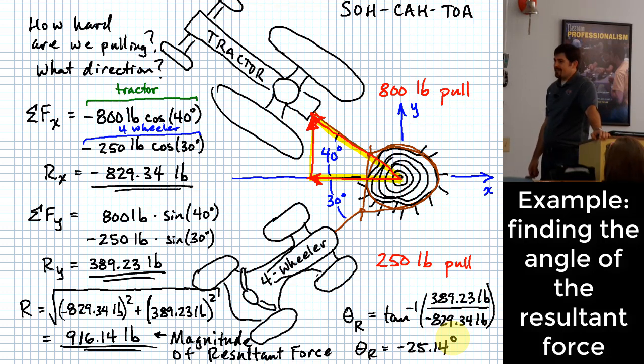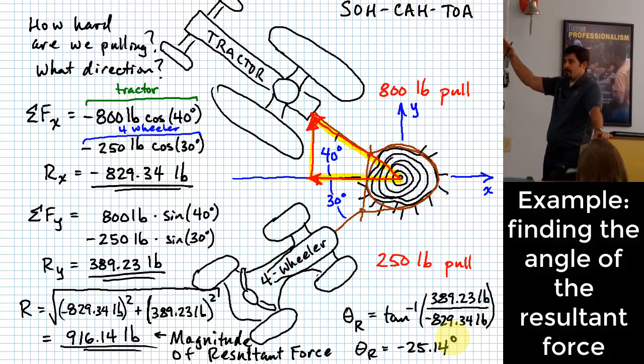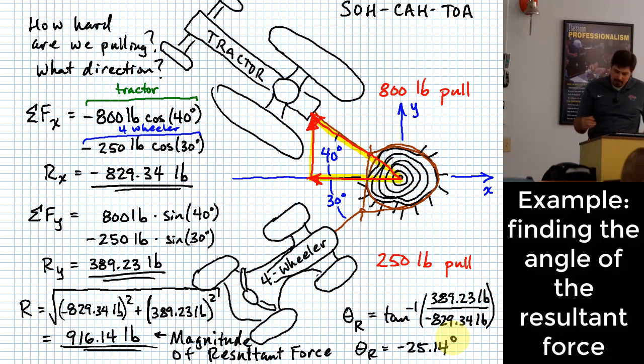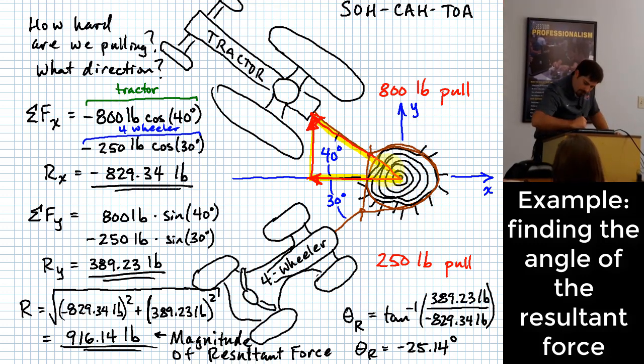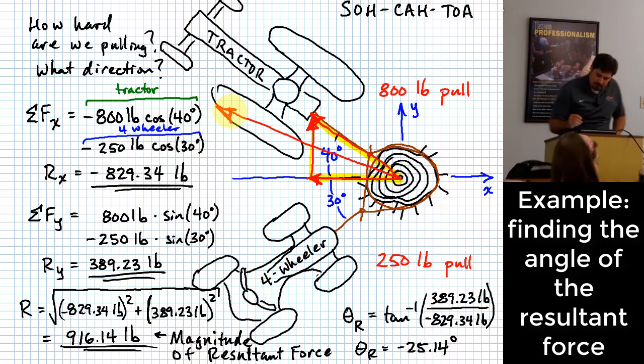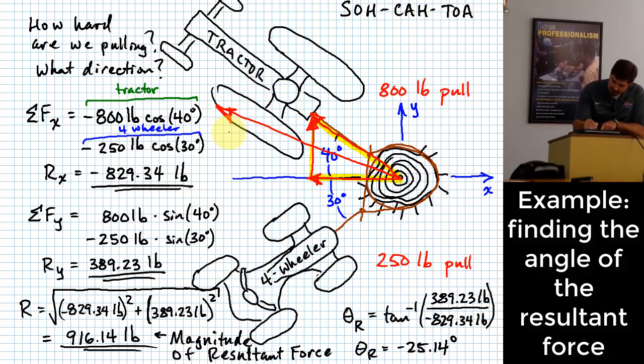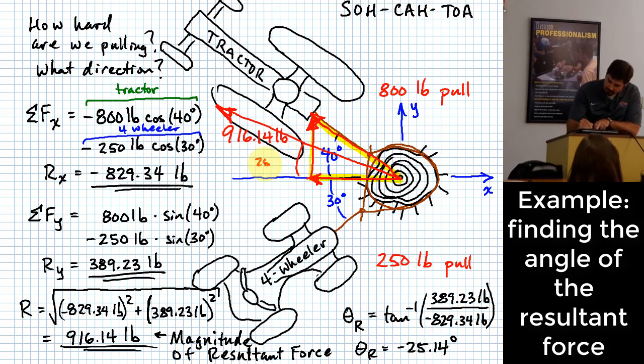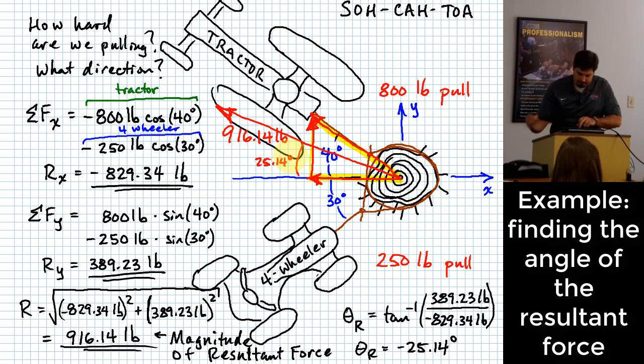180 minus. So if you want to put it in standard form, you take 180 degrees and add the negative 25.14, and that gives you how far you are. Or the other way of seeing that is that it's just positive 25.14 measured off of the negative x-axis. So I'll draw this over here. It's got a magnitude of 916.14 pounds, and it's at an angle here of 25.14 degrees.